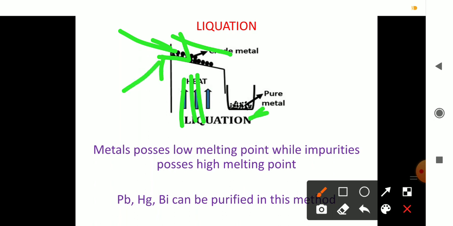In this place what is placed? The impure form of the metal, which means the metal with its impurities. Here the metals possess a lower melting point. So when we heat, only the metal is melted and it is received and collected in a beaker. So this is the process of liquation.